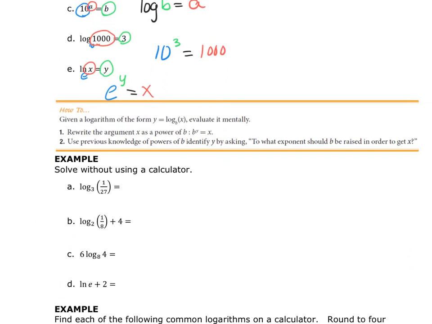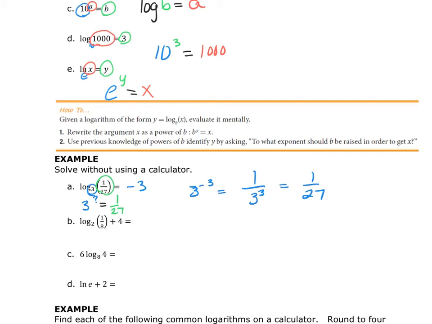Whew, okay. So on these, they're asking us to evaluate them without a calculator. So we ask ourselves, what do we raise 3 to? So 3 raised to what is equal to our answer, which is 1/27? Well, the answer is -3. 3 raised to the -3 makes us 1 over 3 cubed, which is 1/27. So my answer is -3.